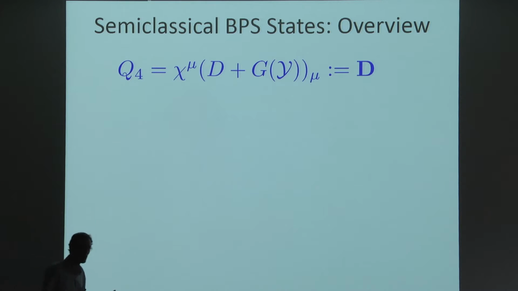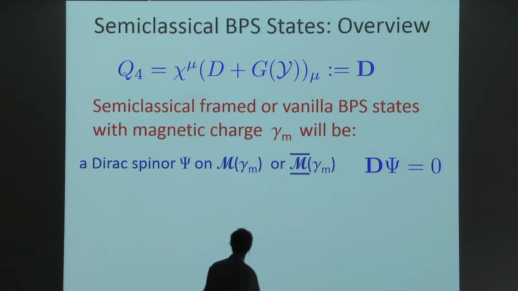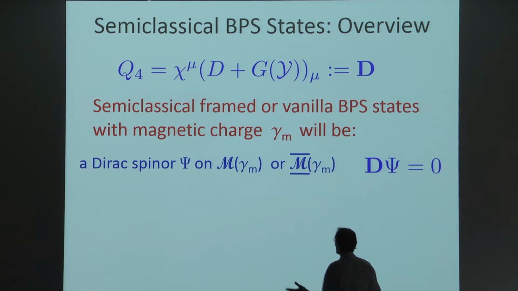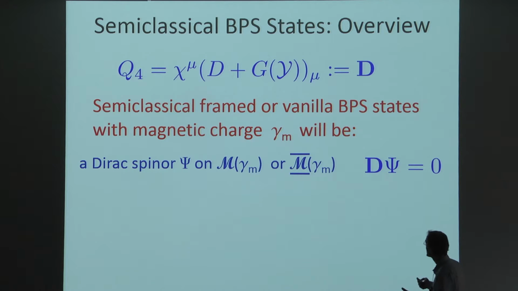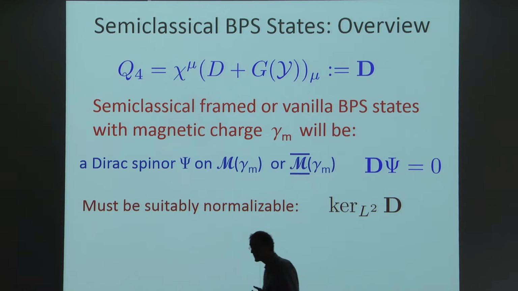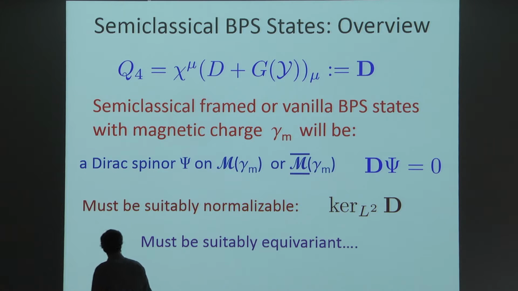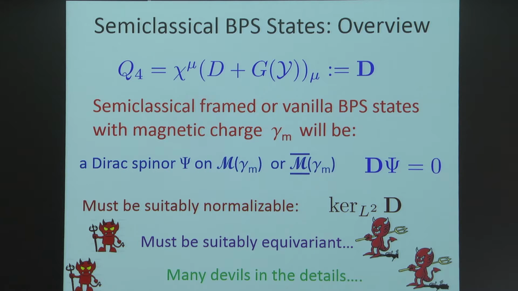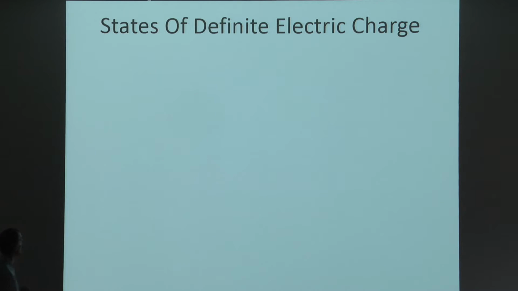Okay, so one of the four supersymmetries is this Dirac operator. And so the framed or the vanilla BPS states with magnetic charge gamma m is going to be a Dirac spinor satisfying the Dirac equation. Of course, it has to be suitably normalizable, so it has to be in the L2 kernel, and it has to be suitably equivariant, and there are a lot of devils in those details. Okay, so let's start talking about those details.